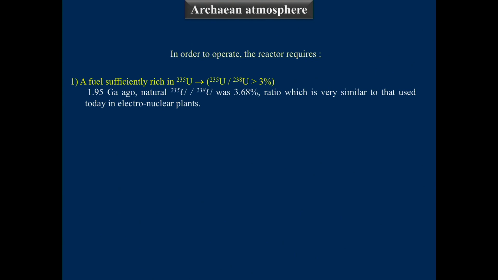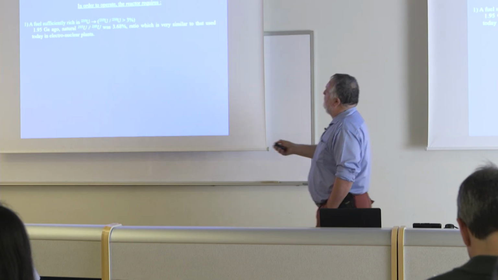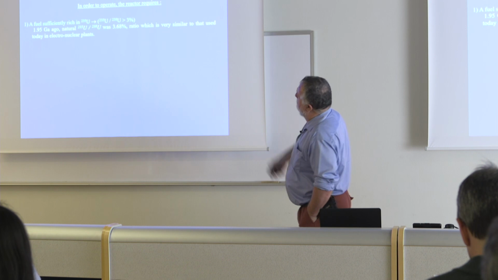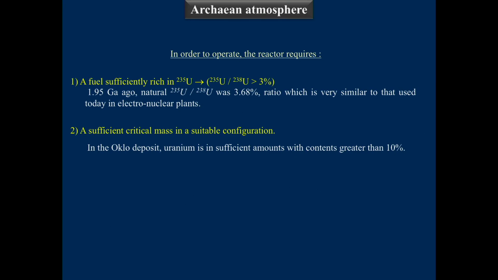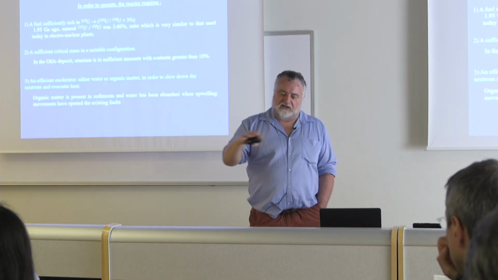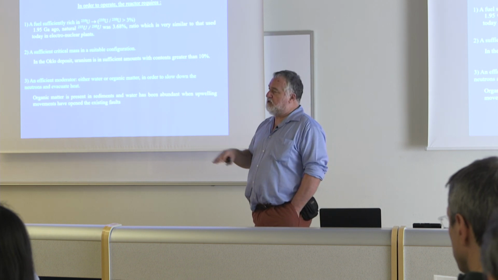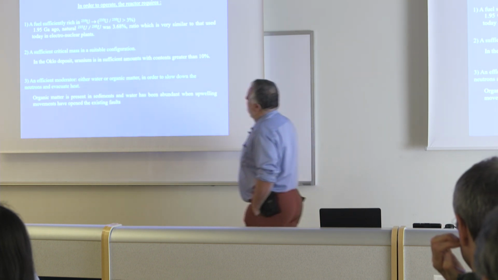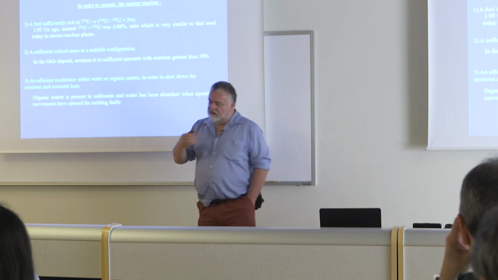At the time of this reactor, the ratio was 3.68%, which was sufficiently high because the limit is 3%. It was just above the value. We need to have a sufficient critical mass, a concentration of uranium. And we also need some element in order to moderate the reaction. These elements can be water, but also organic matter. And we have seen that above these reactors there were some black shales, and these black shales consist of sediment with carbon.